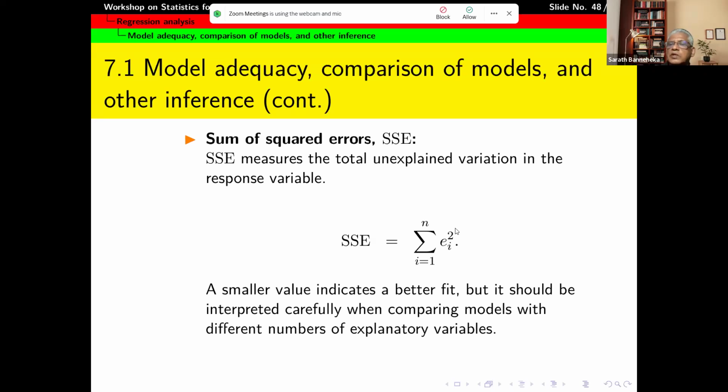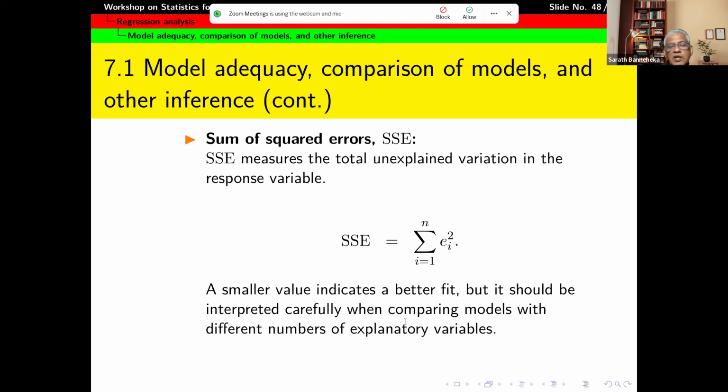So will a large SSE give you a good model, or a small SSE? A smaller value indicates a better fit. If a model fits well to the data, it will be explaining the variation. A large proportion of the variation in Y will be explained by the model, and therefore the remaining variation will be small. So good fit means small SSE.